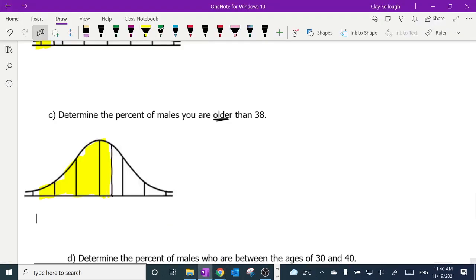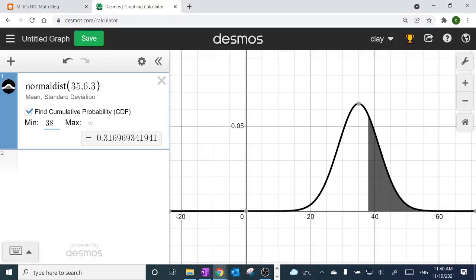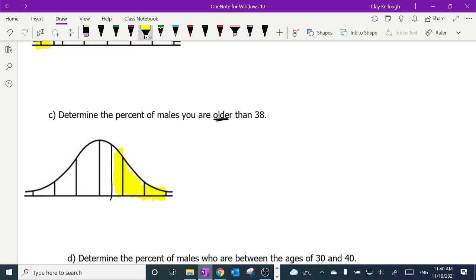So this is older. So I even shaded the wrong side. Yeah. Give me a mulligan on that. I just did this one wrong. So this is the line approximately, but I want this side older than, and I got, what did I get again? I got 31.7%. So there we go.